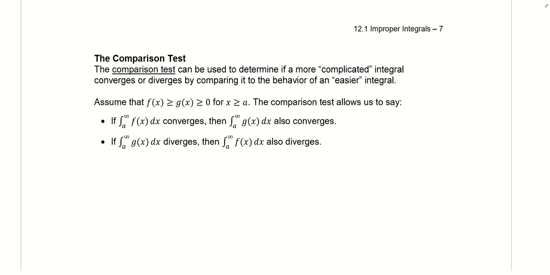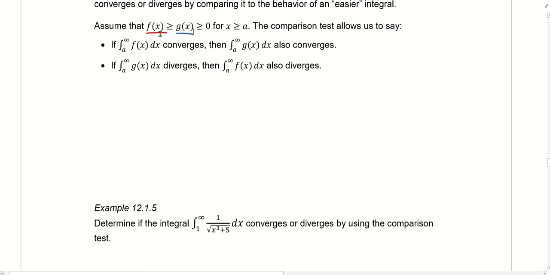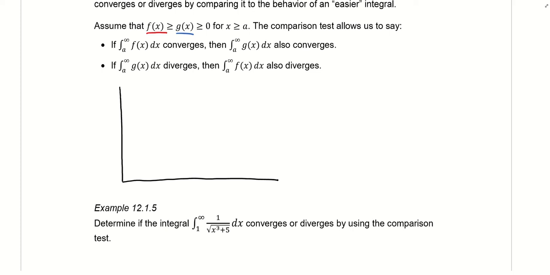So let's say we have two functions, f of x and g of x, specifically in this relationship. So let's say f of x is at least the size of g of x, which is at least 0 for all x greater than a. The comparison test allows us to say specific things depending on the behavior of f of x and g of x. So first, let me just go ahead and draw a quick picture, a very generic picture of what's going on here. So let's say, actually, I'll say this is point A.